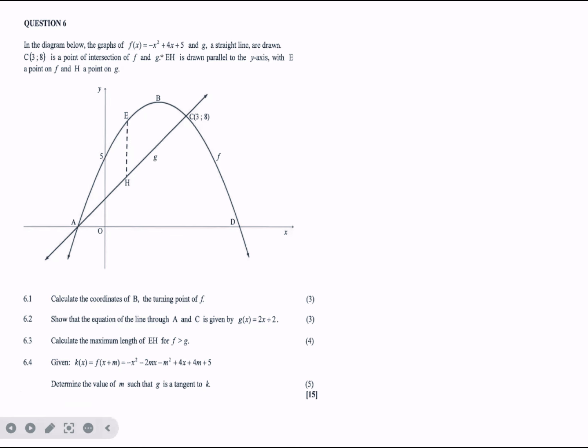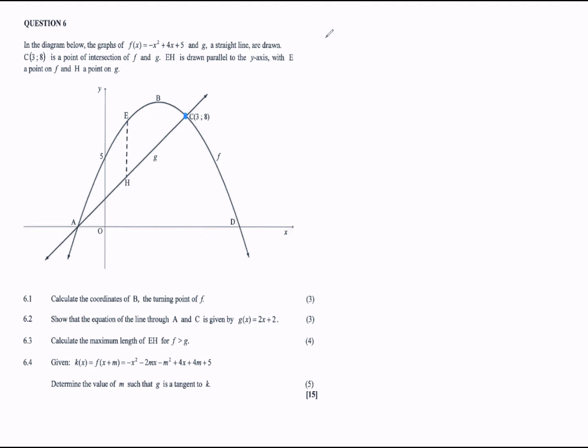Okay, so now we have question 6. It says in the diagram below, the graphs of f(x) = -x² + 4x + 5 and g, a straight line, are drawn. Then we have coordinates here, which are (3;8) at C, which is a point of intersection between graph f and g. And then EH is drawn parallel to the y-axis with E a point on f and H a point on g, right? Then 6.1 says calculate the coordinates of B, which is the turning point of f.